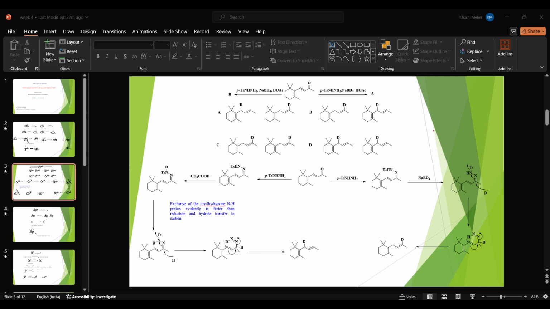What actually happens? When we have the tosyl hydrazide, it will react with our keto and give a hydrazone. Here I have drawn the cis one, but we'll get the trans one. After that, the sodium borohydride, the hydride source, will reduce the imine, giving the corresponding hydrazine, and after reduction the hydrogen will be in this position.